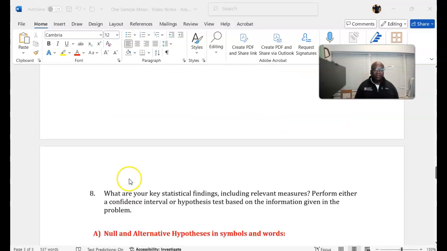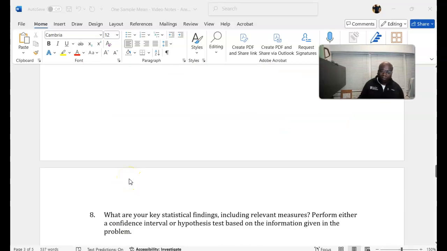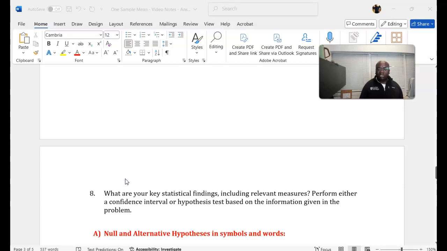All right. In terms of our statistical findings, including relevant measures, perform either a confidence interval or a hypothesis test based on the information given in the problem. We already know that we should be implementing a hypothesis test. When it comes to hypothesis testing, we should first state the null and alternative hypotheses. We assume that the null is always true, and we need evidence to reject it.